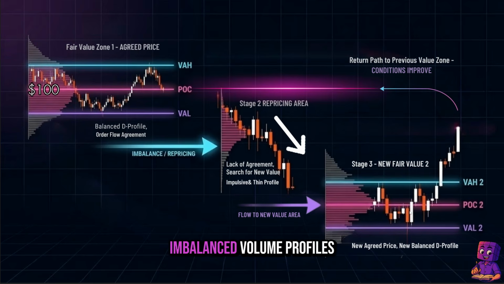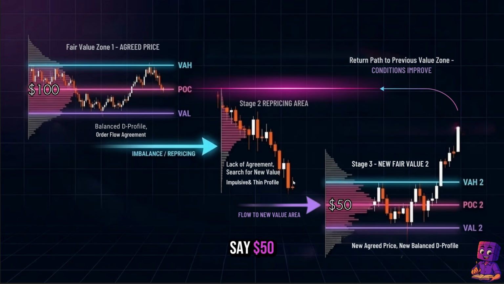There will be a lot of imbalanced volume profiles because price is crashing and buyers are not willing to pay. At the new agreed price, let's say $50, we will see a new wave of big trades forming a new balanced volume profile, and price will stay in this area until a new reason to move outside appears. Let's say the problem is solved, a new update is out, and performance is super good again.